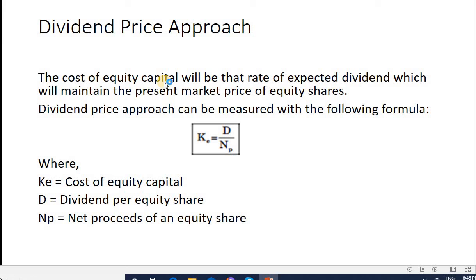Dividend price approach. The cost of equity capital will be the rate of expected dividend which will maintain the present market price of equity shares. So, the formula is K = D/NP, where K is cost of equity capital, D is dividend per equity share and NP is net proceeds of an equity share.